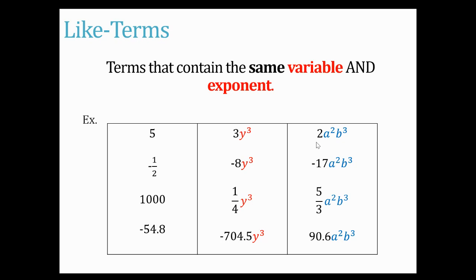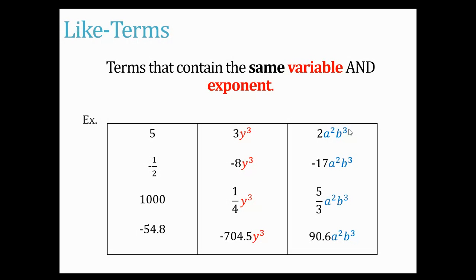Now the third column, we have 2a squared b to the third, -17a squared b to the third, 5/3a squared b to the third, and then 90.6a squared b to the third. Same thing, the numbers in front don't matter. Some can be fractions, decimals, positive, negative, but as long as they have the same variable with the same exponent.